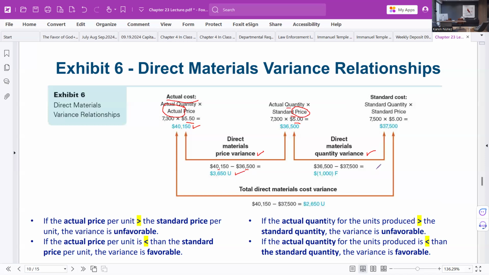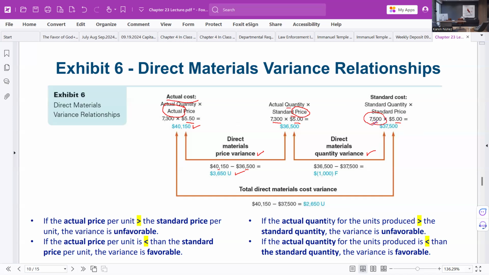Now, to calculate the direct materials quantity variance, our focus is on the quantity. Now, the quantity here is the actual quantity at the standard price. This is what we purchased and used, 7,300. This is the standard price. But what we should have used, the standard quantity of materials, is 7,500. And the standard price is $5. So we're holding the price constant, 5 here, 5 here. And the difference is the quantity.